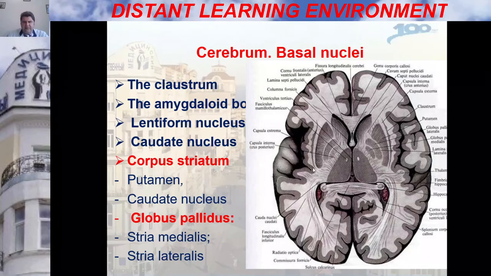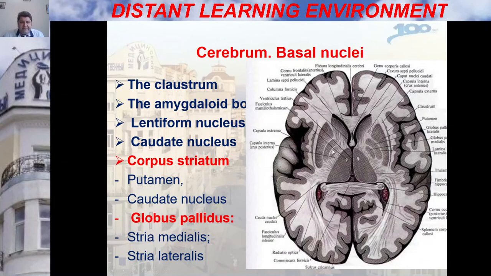Let's see these parts in detail in this horizontal section. I point you the part of striatum. This one is nucleus caudatus. This is the head of nucleus caudatus, and this little part is the tail of nucleus caudatus. Cauda in Latin is the tail.